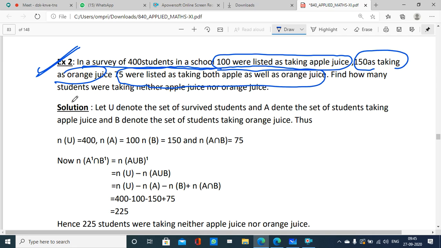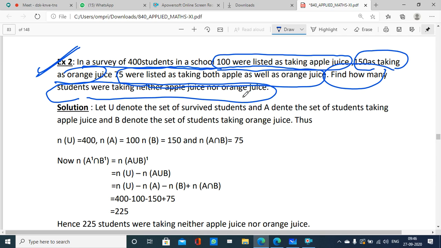Total 150 take orange juice, total 75 take both apple and orange juice, and 100 take apple juice. All this information is given to you. The question is, find how many students were taking neither apple nor orange juice. How many students were taking neither apple juice nor orange juice?